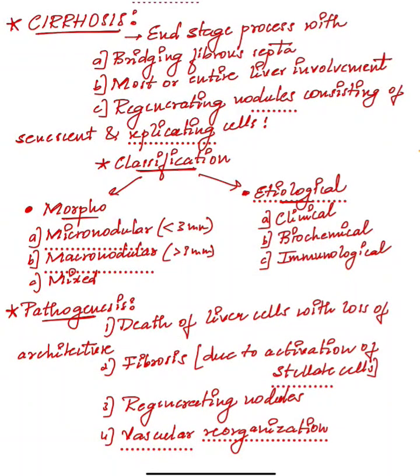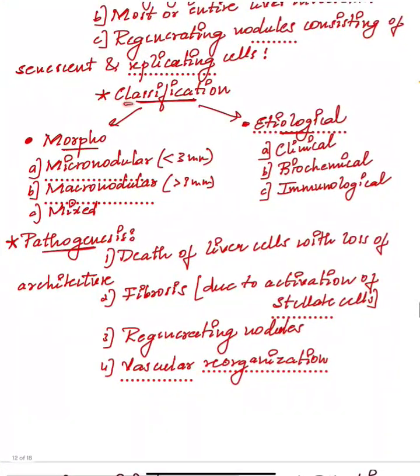Cirrhosis is an end stage process with bridging fibrous septa. Most or the entire liver involvement can be seen here, with regenerating nodules consisting of senescent and replicating cells. Cirrhosis can be classified on the basis of morphology as micronodular, macronodular, or mixed. In micronodular, the nodules are less than 3 mm, and in macronodular, they are more than 3 mm.